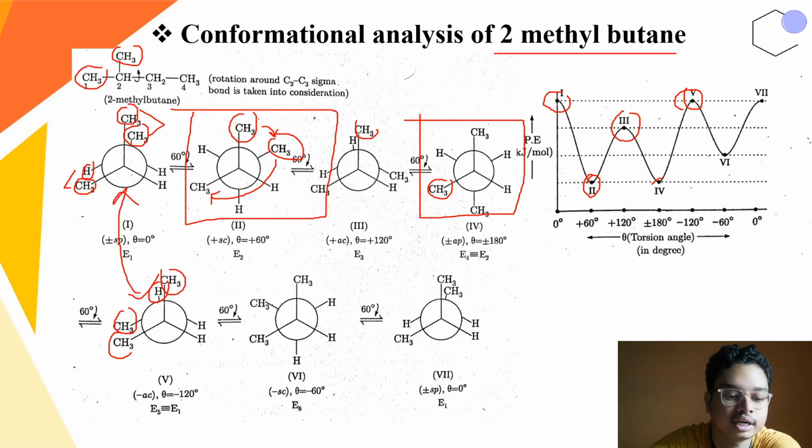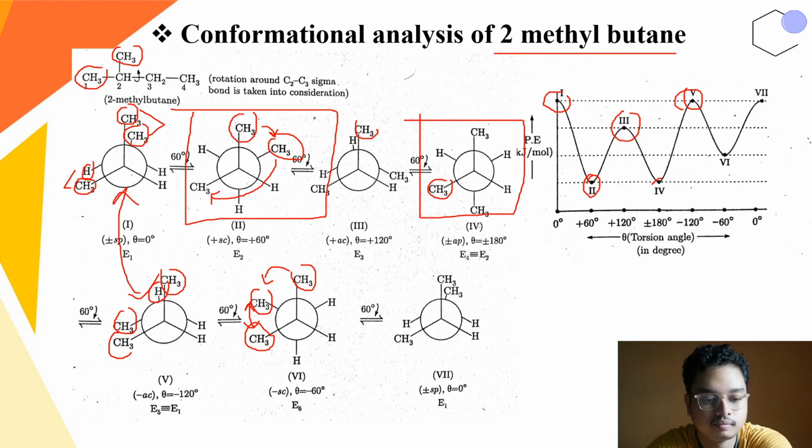Now after rotating 60 degrees again around this bond, we get something interesting. Here you can see that all the CH3 groups are gauche to each other, with a torsion angle of 60 degrees between them. In the previous case, one CH3 had a torsion angle of 60 degrees and one had 180 degrees. Here all the methyl groups have a torsion angle of 60 degrees, and that's why it has higher energy compared to the 2 and 4 conformers, and that's why it is placed here.